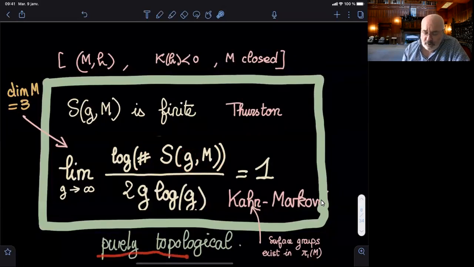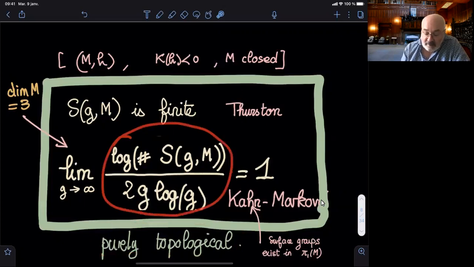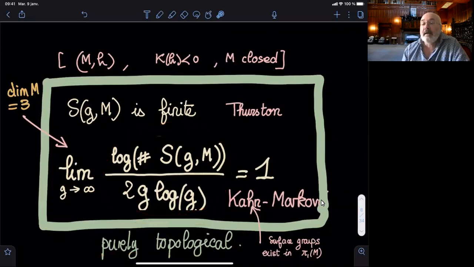But you should remark that this counting is purely topological. There is absolutely no reference to the metric itself. So this counting does not see the metric on the manifold. And as we saw for geodesics, the topological entropy depends on the metric, because it can characterize whenever the metric is hyperbolic. Okay?